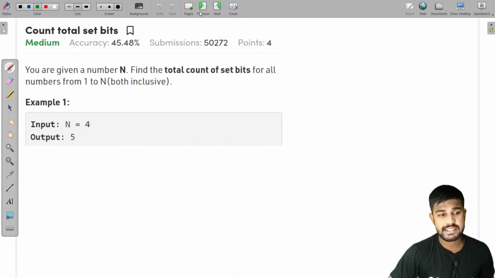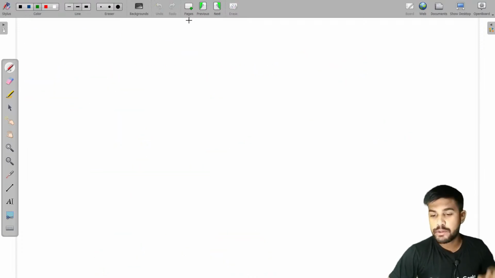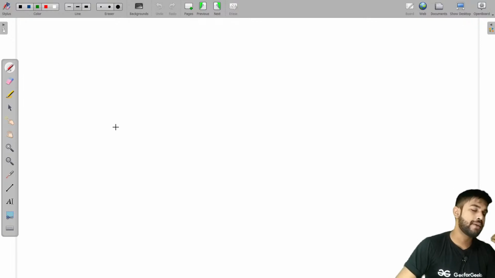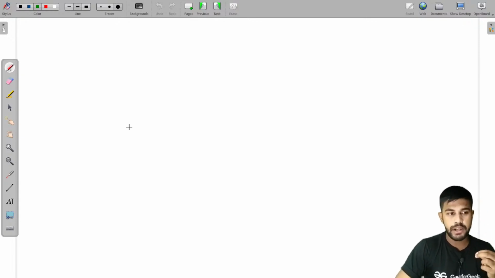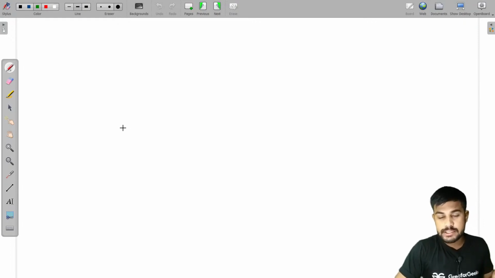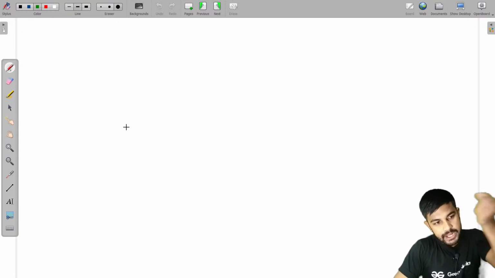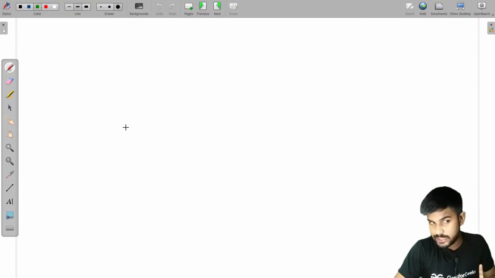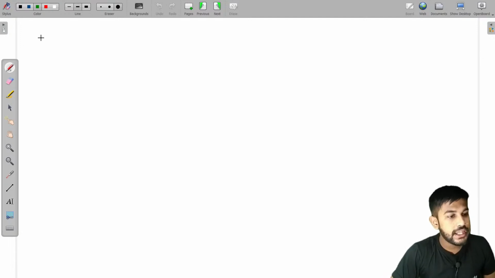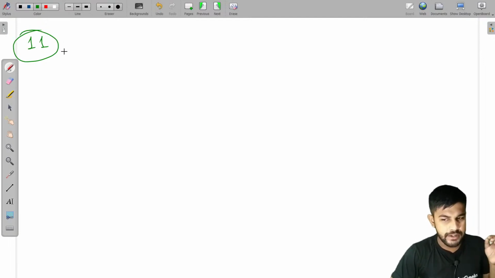And what is the next thing? To do bit manipulation, whenever we come across a bit problem, the first thing that we should do is convert all the decimal representations to binary representations. This is the first thing that you should do. Suppose we are given the numbers 1 to 11, so we need to tell the number of set bits from 1 to 11. So 1 is like this, and 2 is like this, 3 is like this.